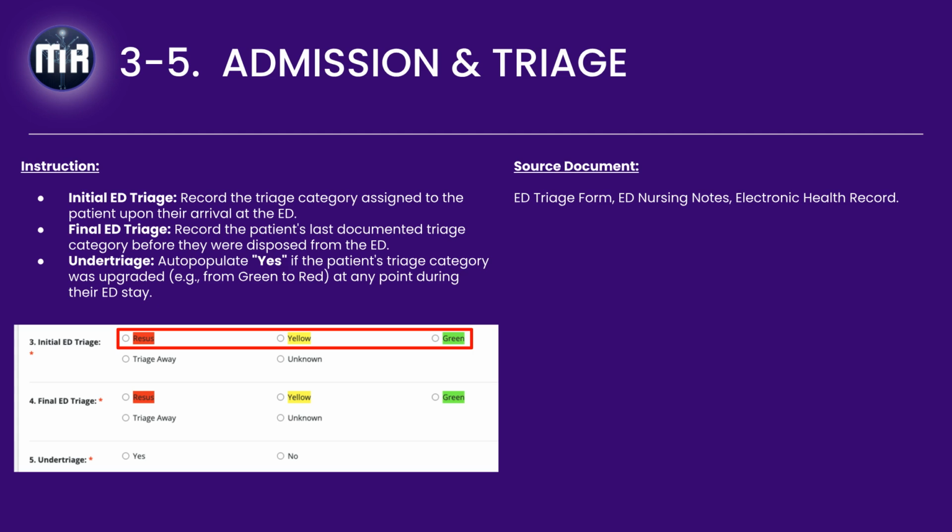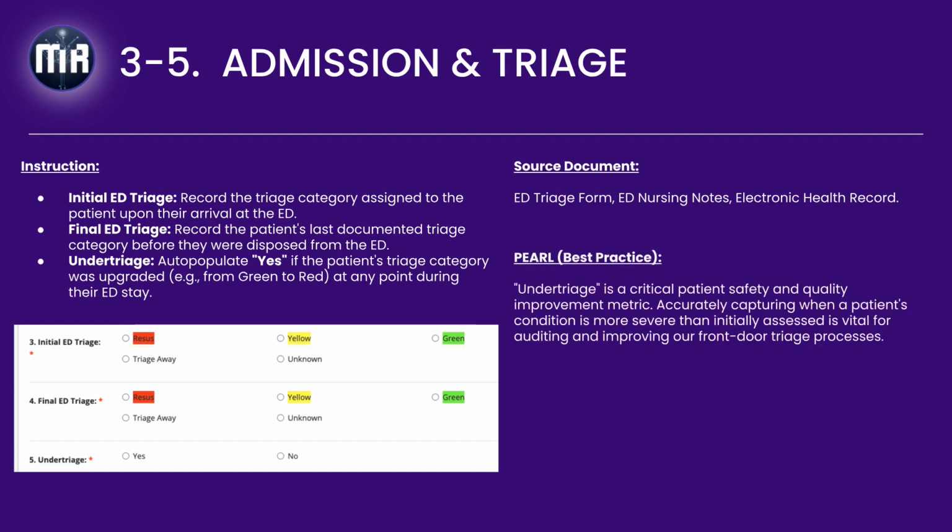Under triage, therefore, is a calculation. If the final triage category is more severe than the initial, then under triage is yes. The pearl, or best practice here, is to recognize that under triage is a vital patient safety and quality improvement metric. By accurately capturing when a patient's condition is more severe than initially assessed, you are providing the essential data needed to audit and improve our front door triage processes.